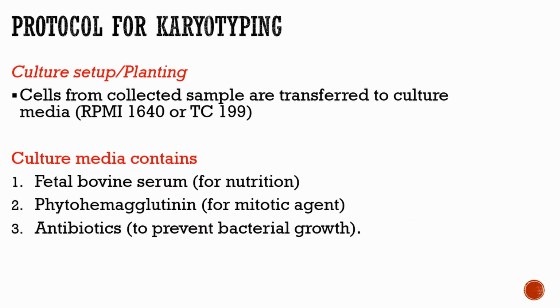Then the culture is set up, and this method is known as planting. Cells from the collected samples are transferred to culture media. Culture media contains fetal bovine serum, which provides the nutrition to the cells. Phytohemagglutinin, which is a mitotic agent for inducing mitosis, and antibiotics to prevent the bacterial growth.